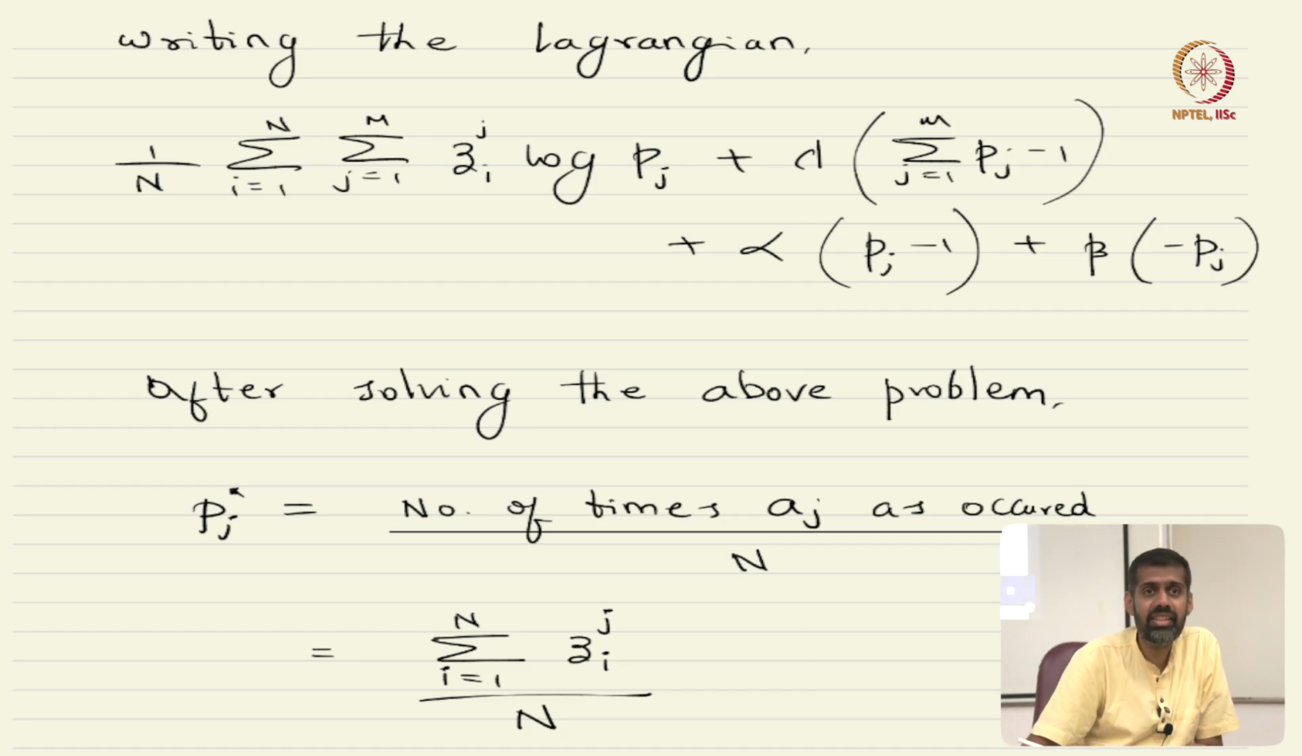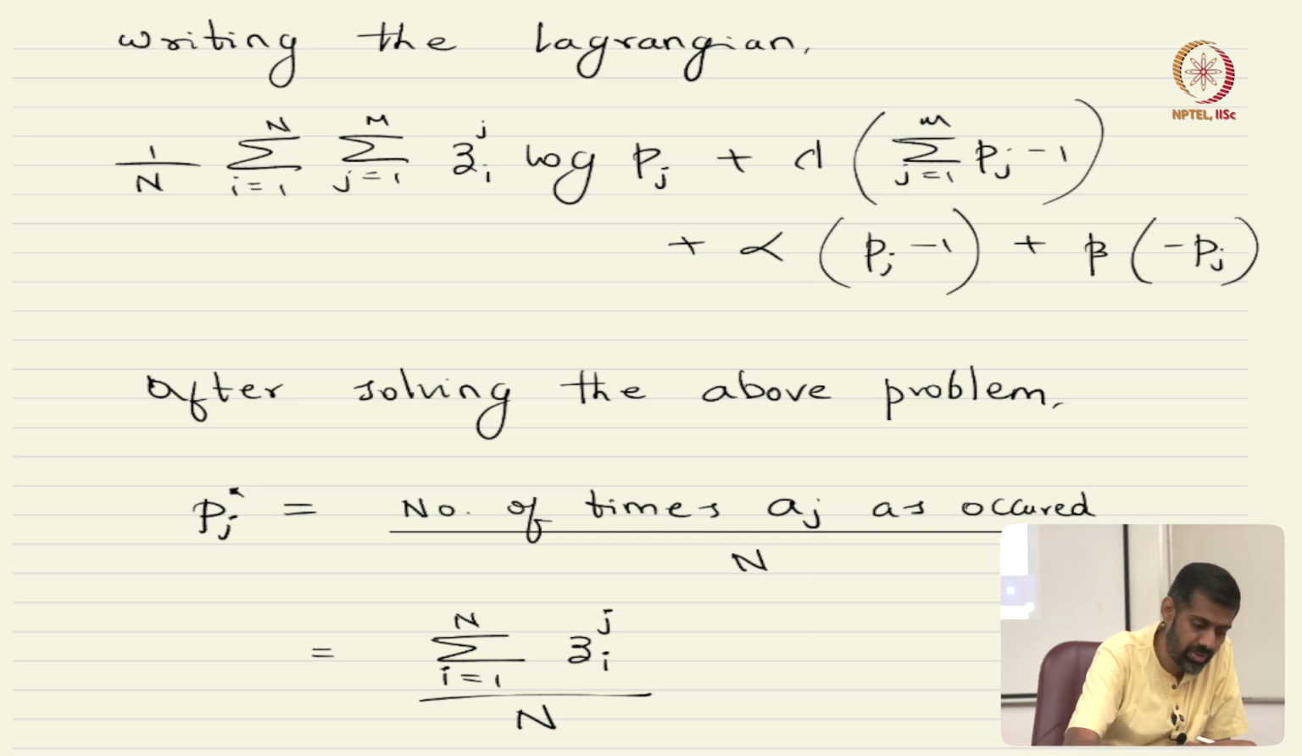Why did I write all these? Three constraints, right? One is that the sum has to be 1, which is the first Lagrangian. The other has to be that it has to be less than 1. The other is that it should be greater than 0. That's it. I wrote three Lagrangians here. Now you differentiate this entire thing with respect to Pj and put it to 0.